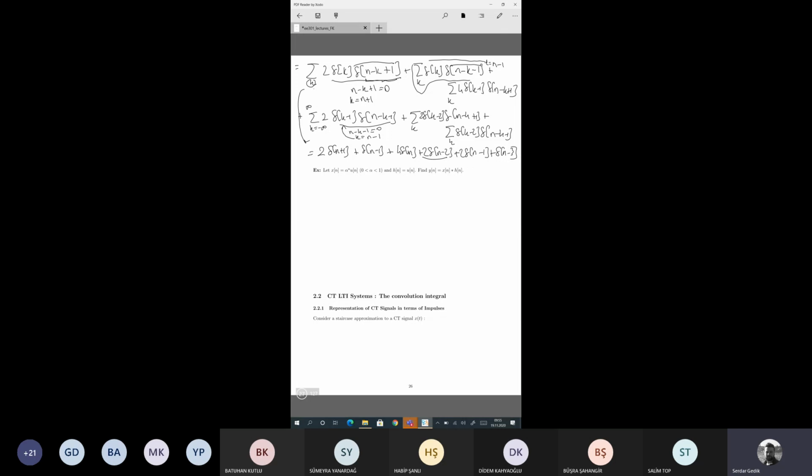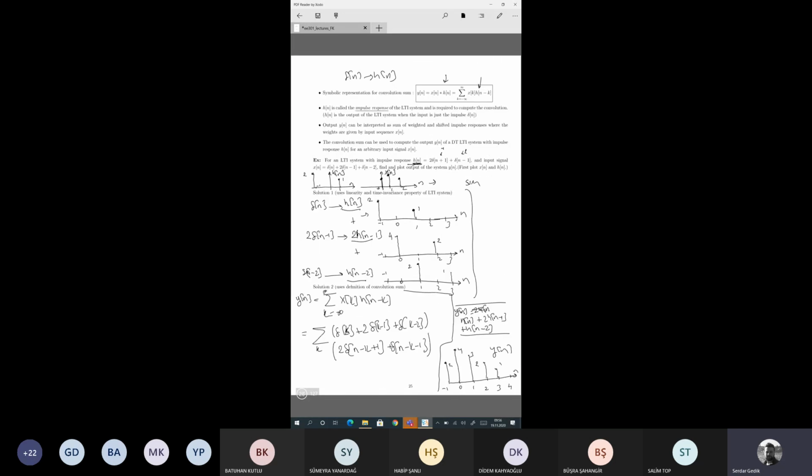So I can further simplify this relationship. So how will I do this? Let's continue from here. I can further simplify this, and it is equal to 2 times impulse n plus 1 plus 4 impulse of n plus impulse n minus 1 plus 2 impulse n minus 2 plus impulse n minus 3. So please note that this is nothing but the result in here. So they both are equal.